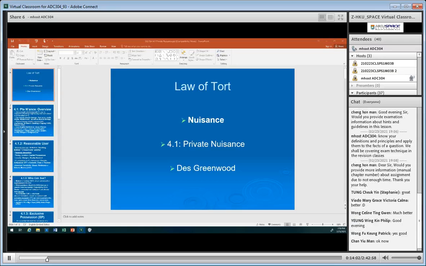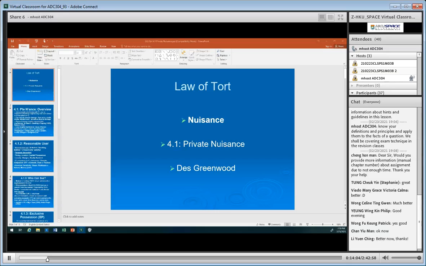Okay, so before the break I was talking about private nuisance, and public nuisance we'll cover again today by way of revision. Question from Mr. Cheng Hong Man, who seems very keen on examination technique. Don't worry about that. If you know your definitions and your principles, apply them to the facts of a case, and that's it. Remember, you use your definitions to identify issues, okay? And I've already given you the issues in question 1 of your assignment.